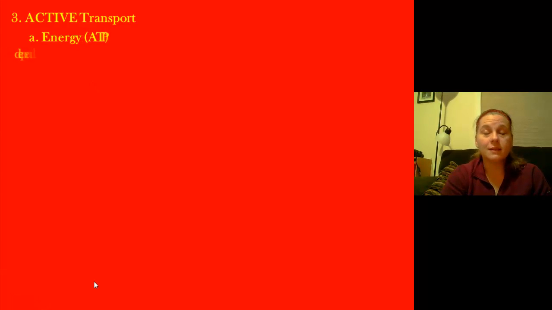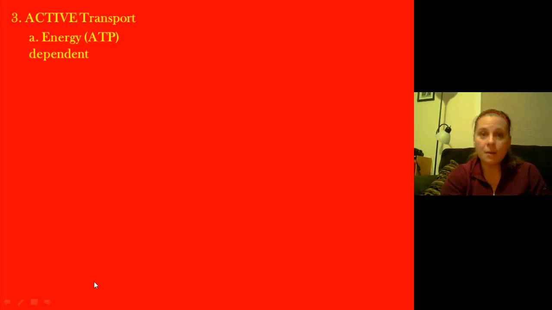Active transport, exactly as it sounds. When you're active, guess what you use more of? Energy. So active transport is energy dependent. We gotta burn a little energy to make it happen.